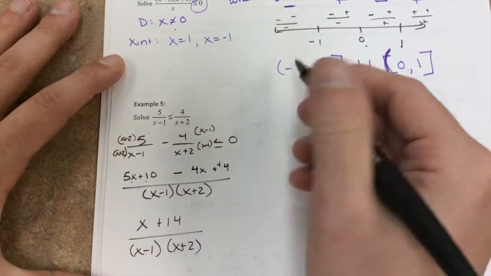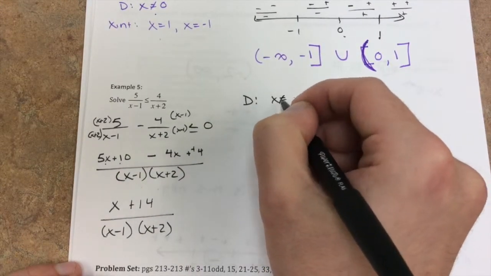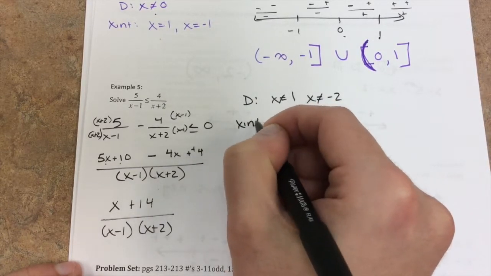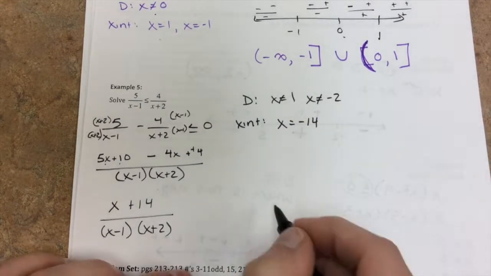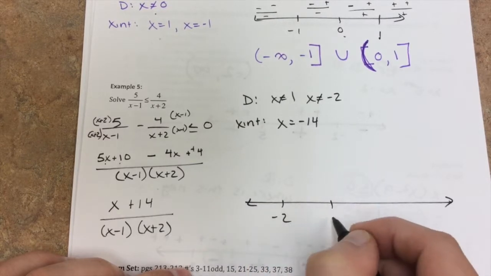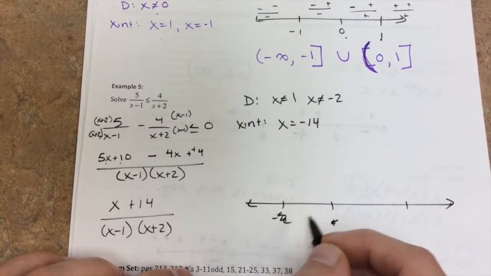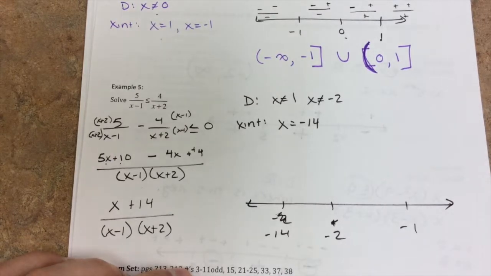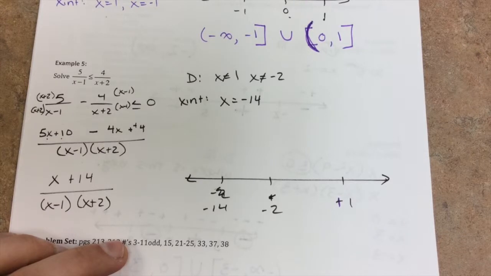So then my domain here would be x can't equal 1, x can't equal -2, and my x-intercepts, we take the numerator, would be x equals -14. Okay, so we have all of those. We have -2, we have 1, and we have -14. Okay, finish strong, Mr. Swenson.